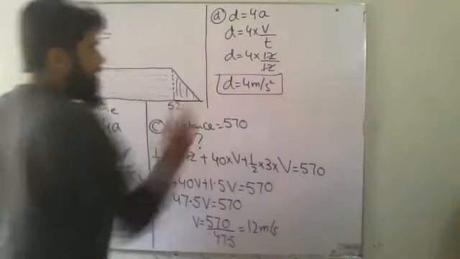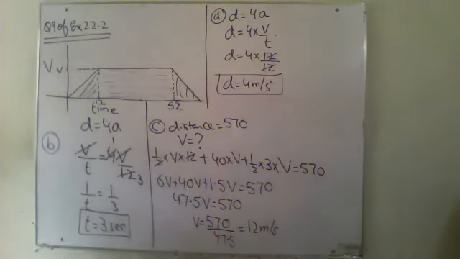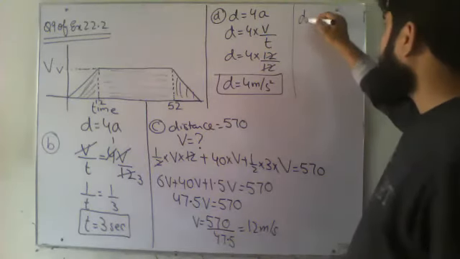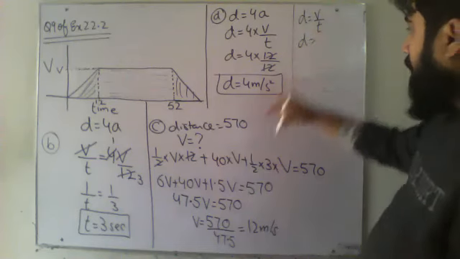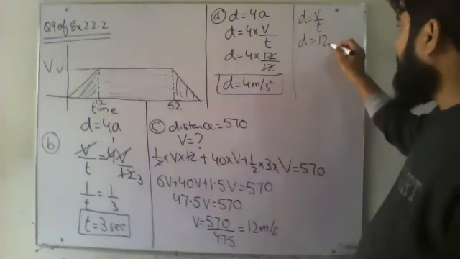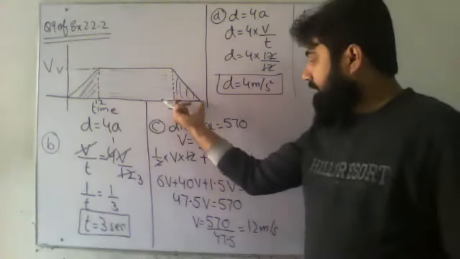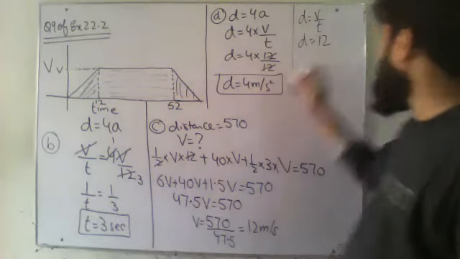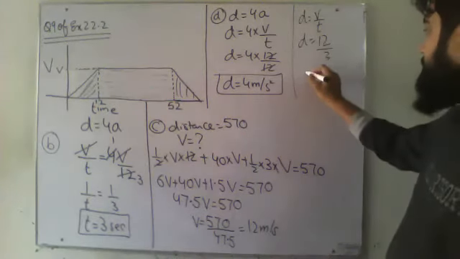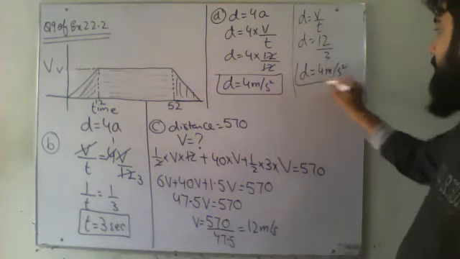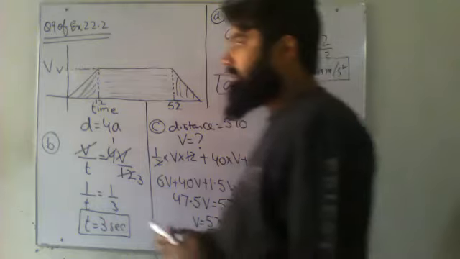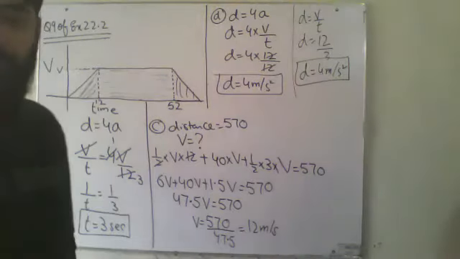You can solve it by using this one also, or you can solve it in this way. We know that deceleration is velocity over time. What was the velocity? Velocity was 12. What was the time for deceleration? That is coming 3. So deceleration is 4 meters per second squared. Both will have the same answer. It's your choice, whatever you want to use.